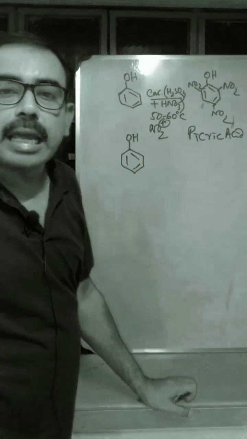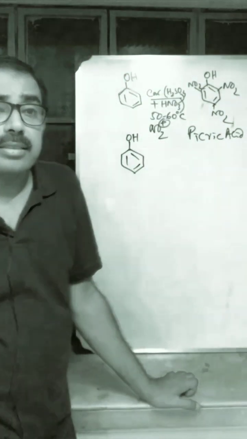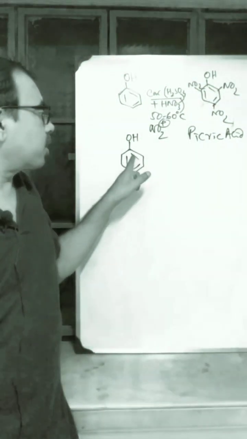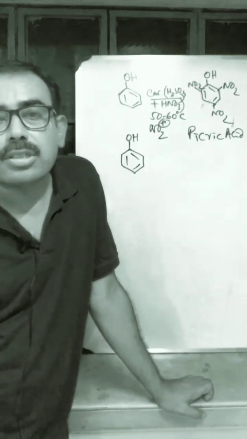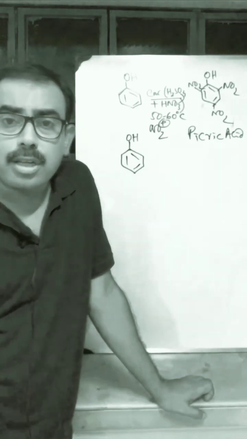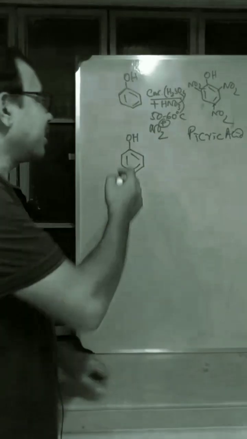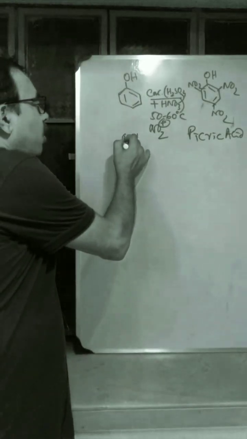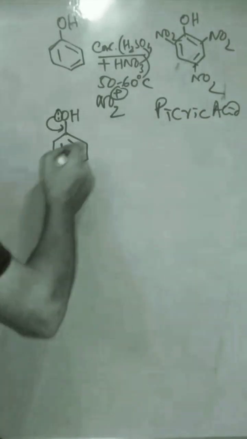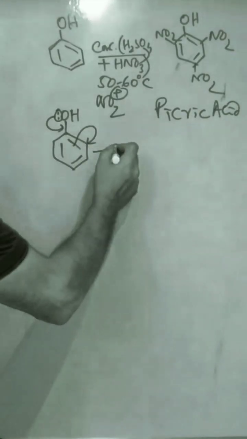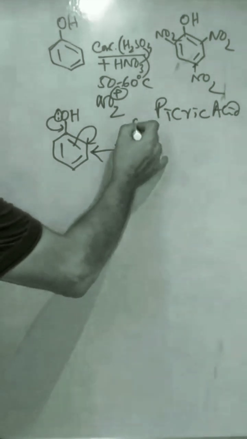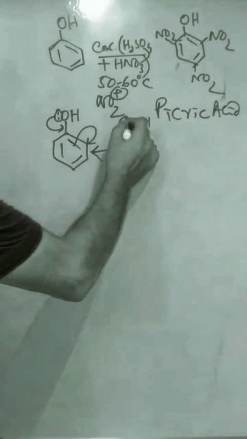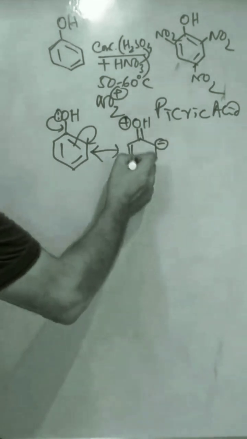that lone pair can easily get delocalized, as the lone pair is in conjugation with the pi electrons of benzene. The lone pair can easily get delocalized into the benzene ring through resonance. How does it happen? It makes a double bond here and the pi bond shifts to this carbon to form a resonating structure where oxygen is carrying a positive charge and the carbon is carrying a negative charge, and these two double bonds remain intact.